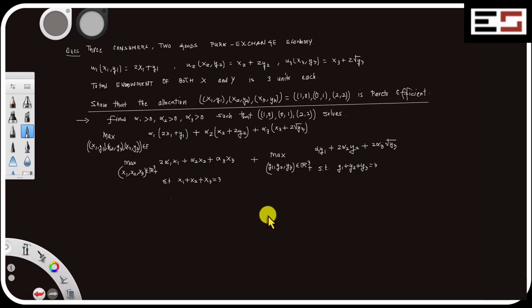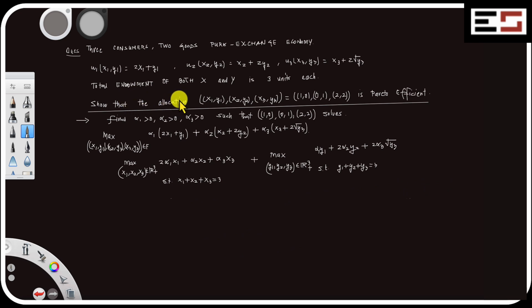Hi, in this video we'll solve the following problem. Suppose there are three consumers, two goods, pure exchange economy. Utility function of individual one is 2x1 plus y1. Utility function of individual two is x2 plus 2y2. And utility function of individual three is quasi-linear, which is x3 plus 2 root y3. Total endowment of both x and y is 3 units each.